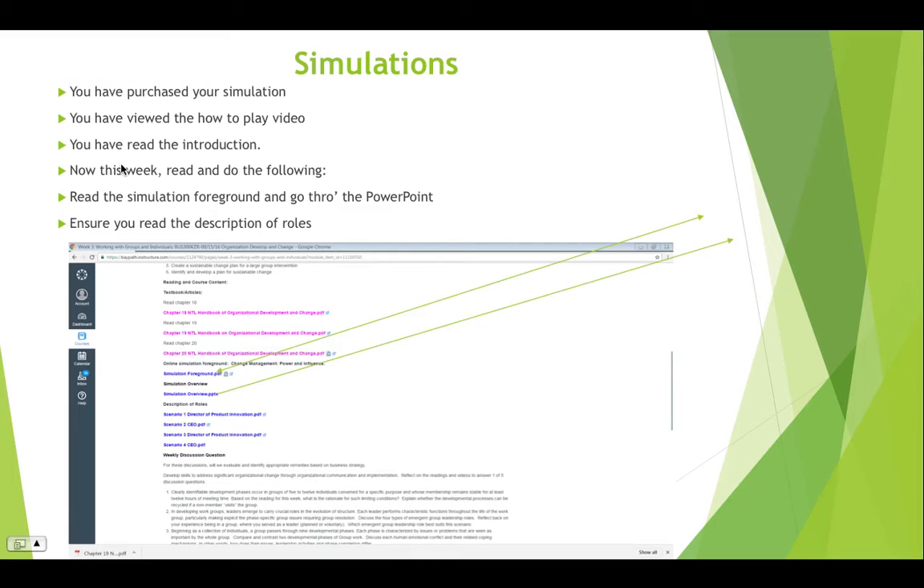Okay, a couple more things about the simulation. By this point you've purchased your simulation and you've viewed the how to play video, which is up on the site. So definitely play around. There are different resources on there, and they are all there to try to help navigate you and get you as prepped as possible before you get into the simulation. You've read the foreground for the Spectrum Sunglass, so you understand what the background of the case is. So now, with this week, you're going to ensure that you've read the description of the role that I've assigned you, and then you're actually going to complete the simulation.